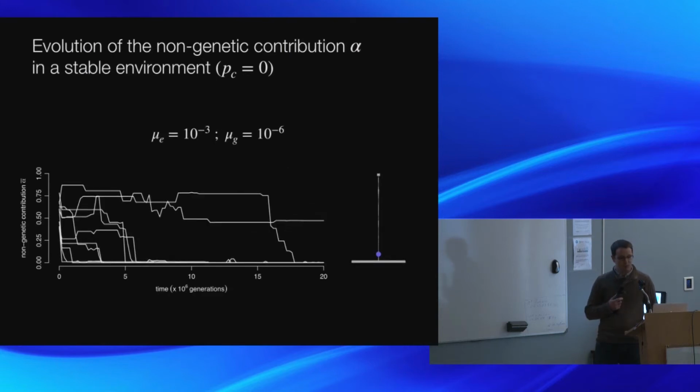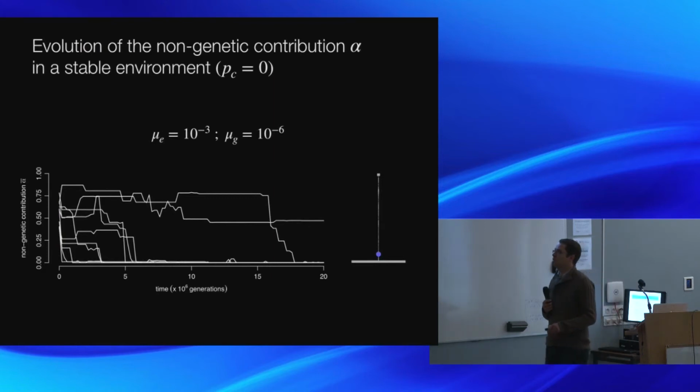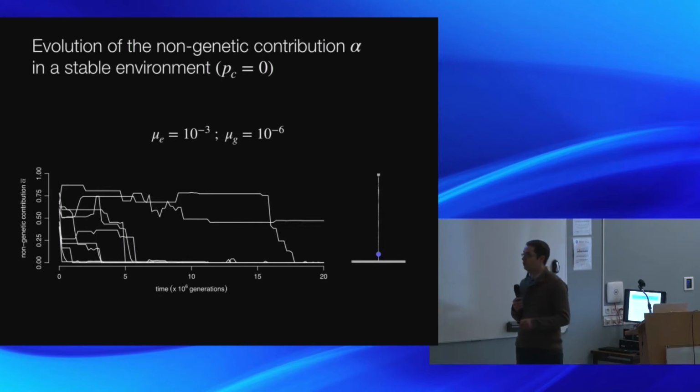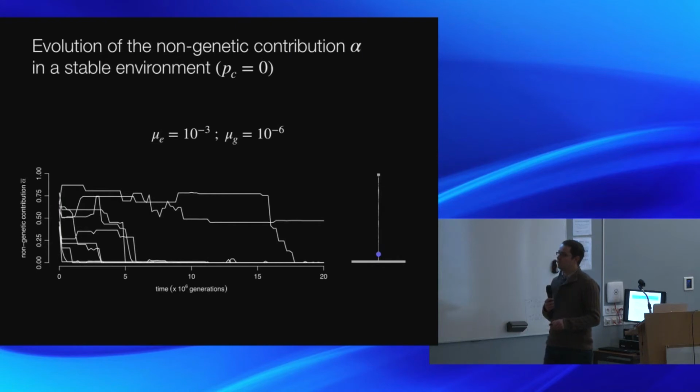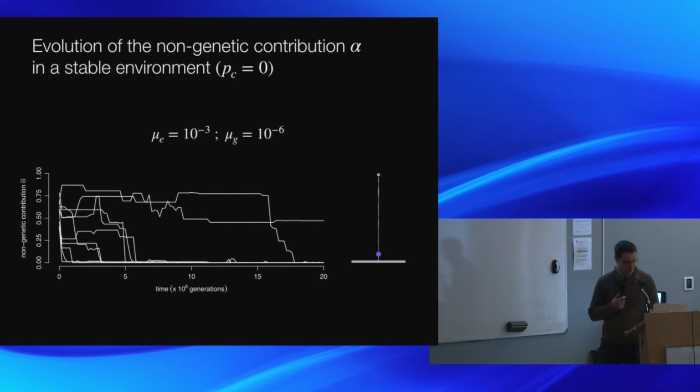Now, if we increase the epimutation rate to 10 to the minus 3, so it's 1,000 times more than the previous one, we see that the evolutionary dynamics are very different. The majority of simulations lead to the evolution of a very small value of alpha, so a very small contribution of the non-genetic medium. And it's in the vast majority of simulations.